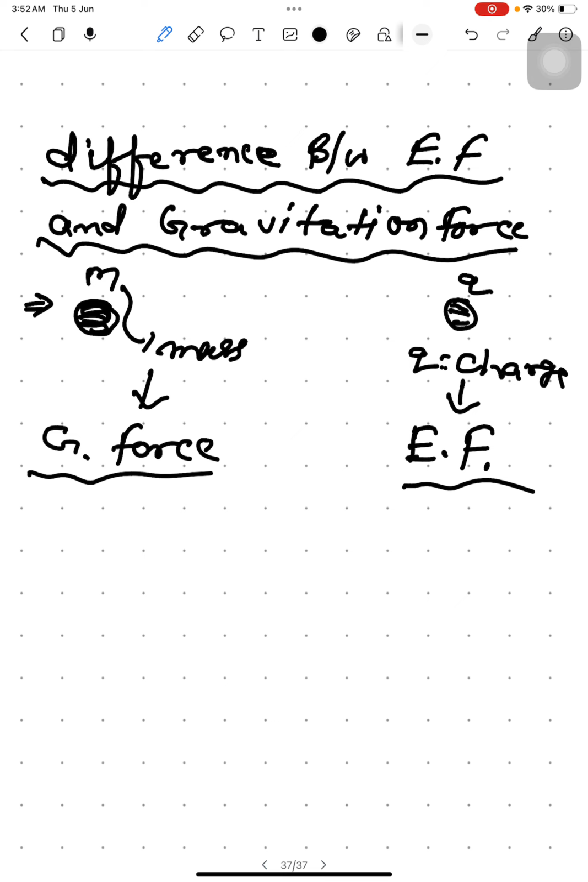As we know, the gravitational force is a weak force. Compared to it, the electrostatic force is a strong force. Electrostatic force compared to gravitational force is a strong force.